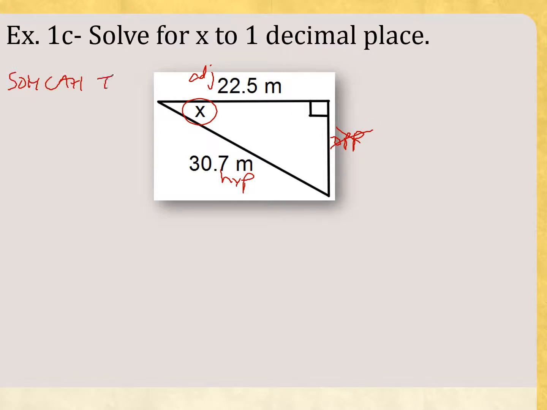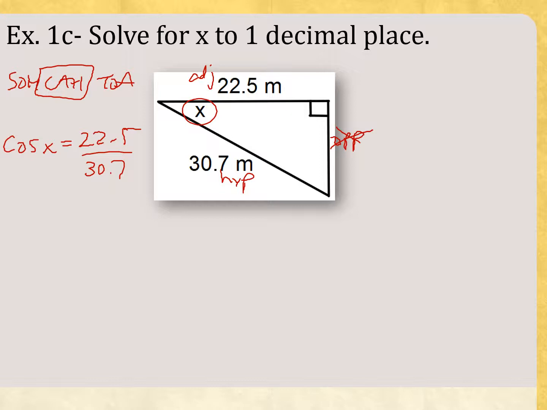SOHCAHTOA. I have adjacent and hypotenuse. That goes with CAH. C stands for cos. Cos x equals, goes in order, adjacent over hypotenuse, 22.5 over 30.7. And then I'm going to challenge you to do this in one step.